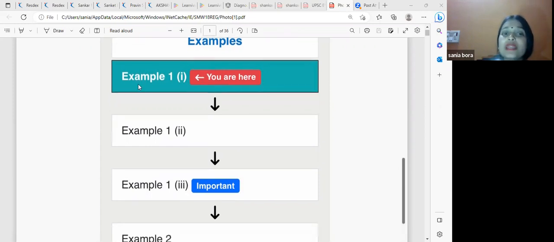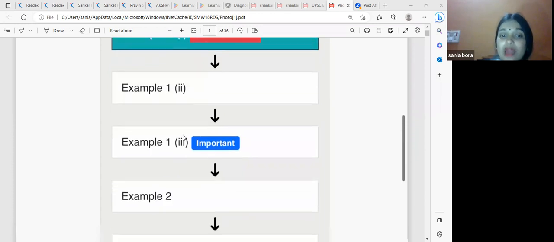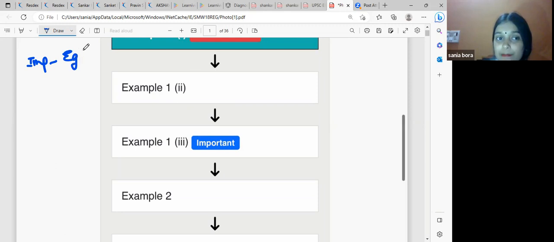For example, example number 1 has three parts: the first part, second part, and third part. The third part is very, very important. So you are just going to write IMP, and then write example 1, third part. Or when we do example number 3, the first one, third part, you write important there. Why? Because, for example, tomorrow is your exam and you cannot revise everything, right? So you are going to focus on the important ones only.